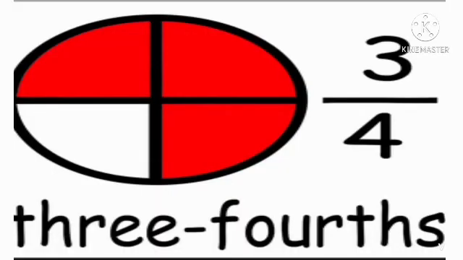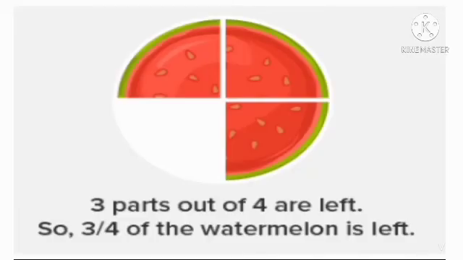Now let us see 3/4. Here the circle is divided into 4 equal parts. So 4 represents the denominator, the total number of parts. And what is the fraction of the shaded portion? Yes, 3 over 4. Here 3 represents the number of parts that were shaded. 3 parts out of 4 are left. So 3 over 4 of the watermelon is left.